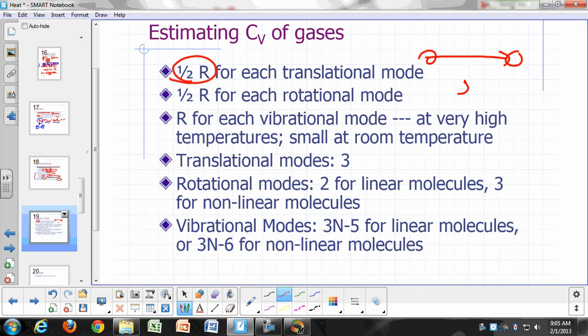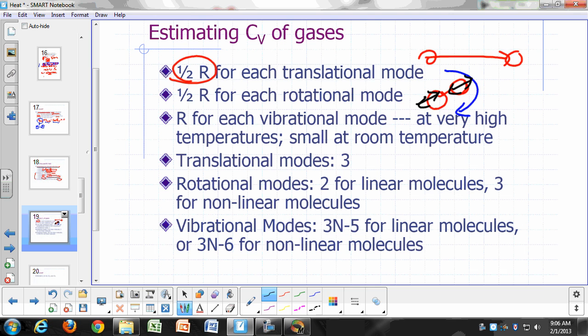If you have a molecule, in addition to translational motion, what does a molecule have? It can have rotational motion, right? Or it can have vibrational motion, right? So how many translational modes does a molecule or an atom have? 3, right? Motion along the x-axis, motion along the y-axis, and motion along the z-axis.